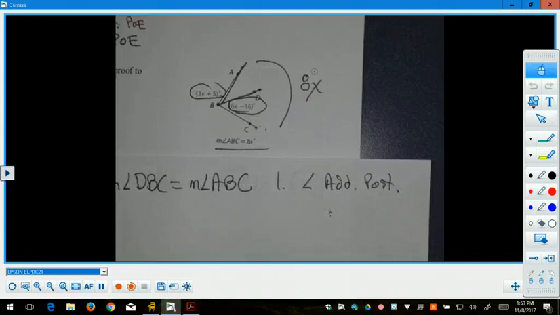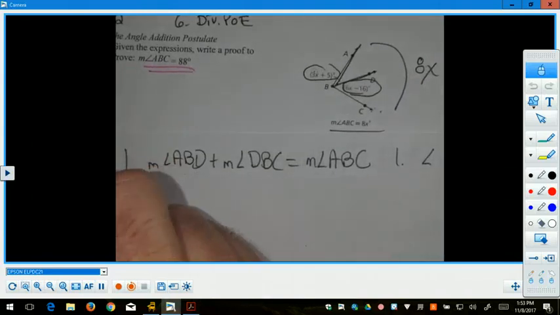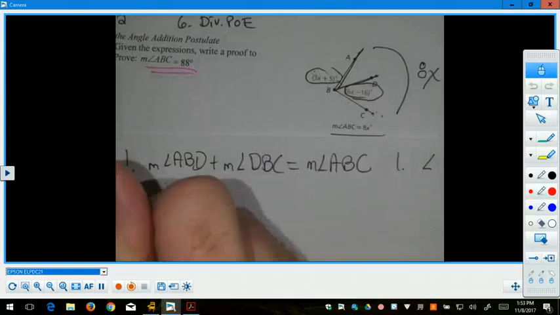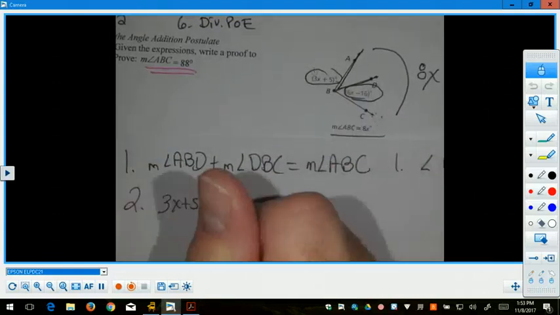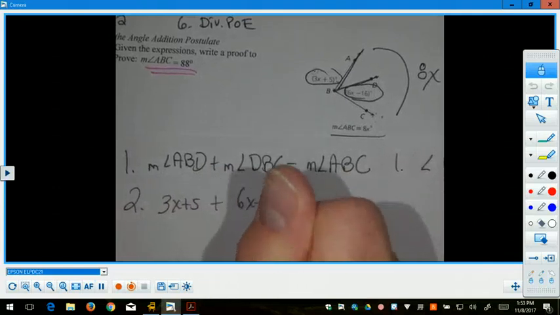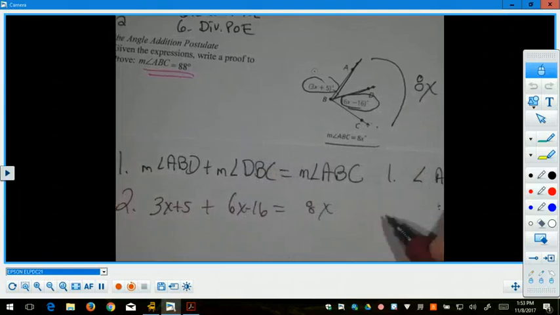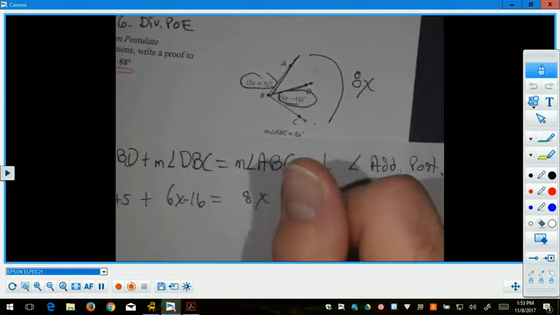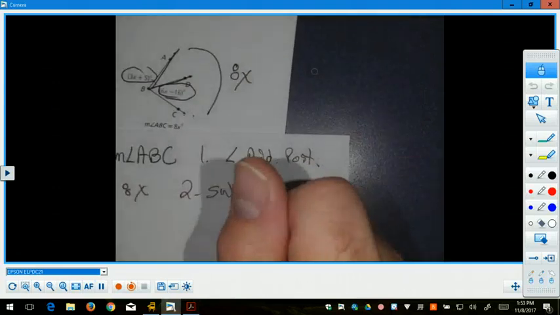So that's the geometry piece. Now we're going to sneak a little bit of algebra into the problem using the variable expressions. So ABD's expression is 3x plus 5. DBC's expression is 6x minus 16. And ABC's expression is 8x. Since all I did was plug in the expressions, my reason is substitution.